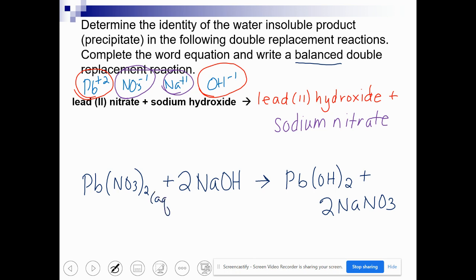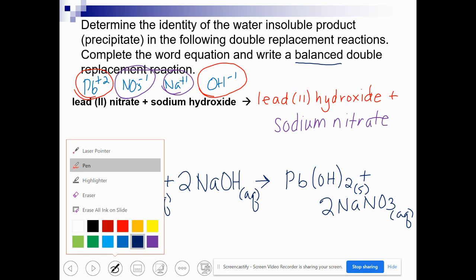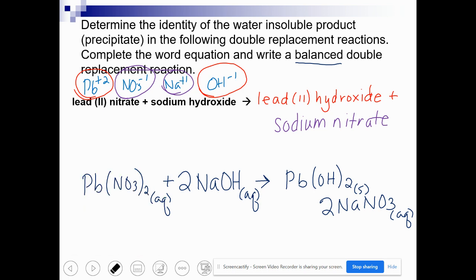So nitrates are always soluble. So I can just go ahead right away and indicate, yep, they're all soluble. And now I want to look at rule number 6. It says that the hydroxides are insoluble, and it does list some exceptions, and alkali is one of those exceptions. Sodium is an alkali metal, so it's an exception. But lead is not one of the exceptions, and it is going to be insoluble.